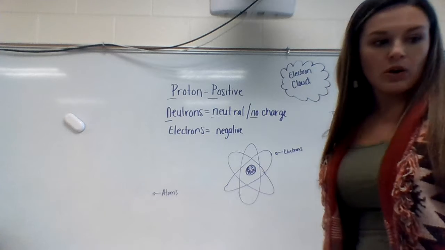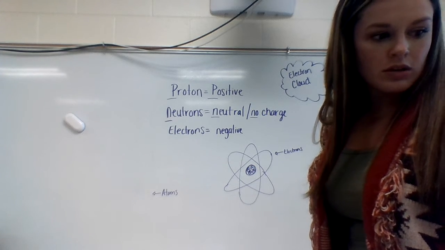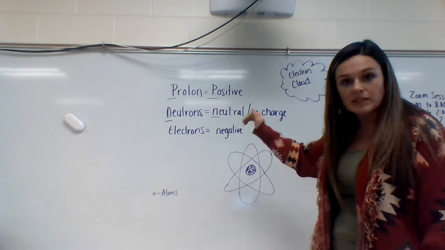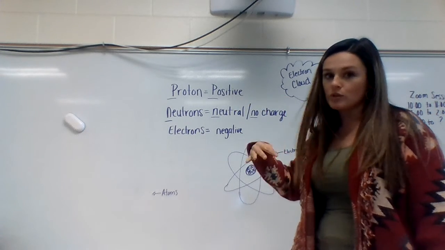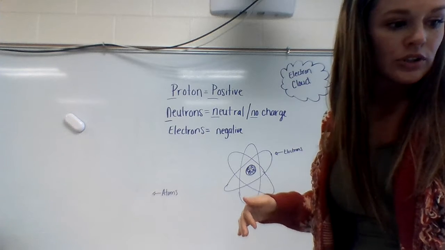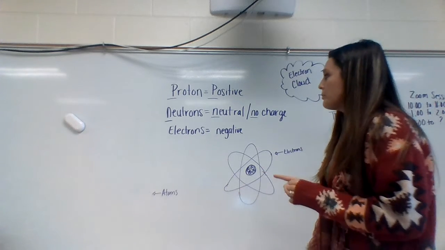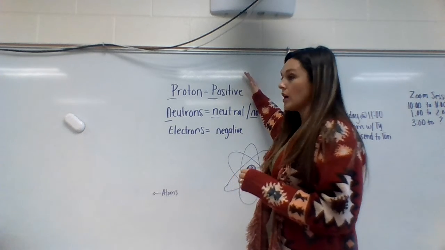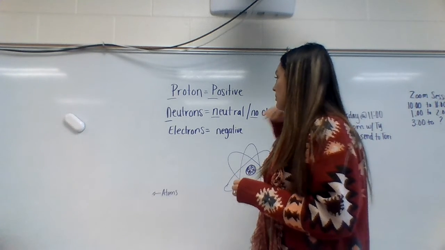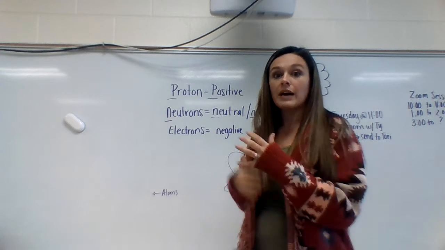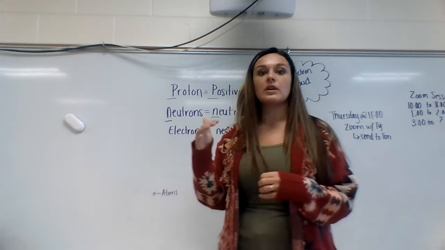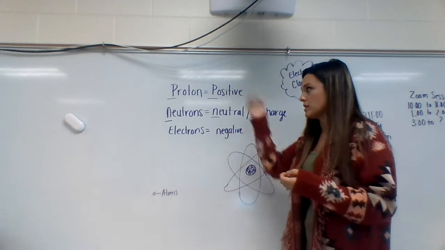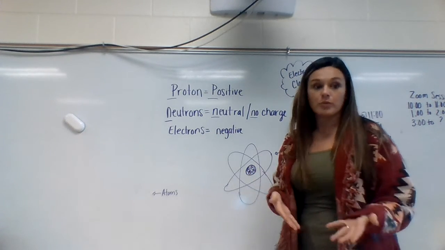Then we will move on to, okay, I already said protons have a positive charge, neutrons have a neutral or no charge, and electrons have a negative charge. So, what would happen if an atom had more protons than electrons? It would have a more positive charge, right? And what about the opposite? If it had more electrons than protons, it would have a more negative charge.